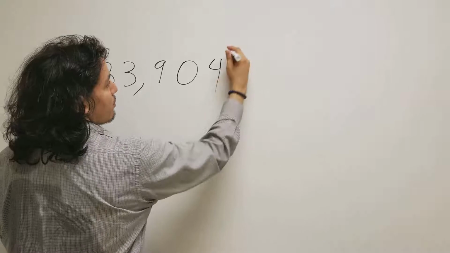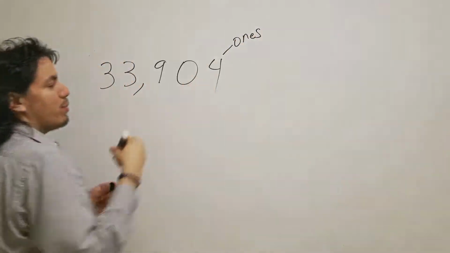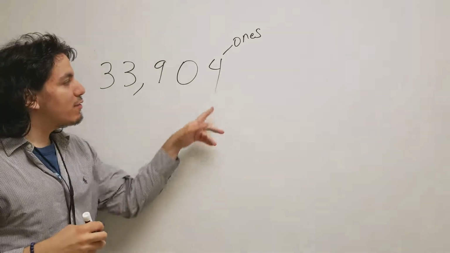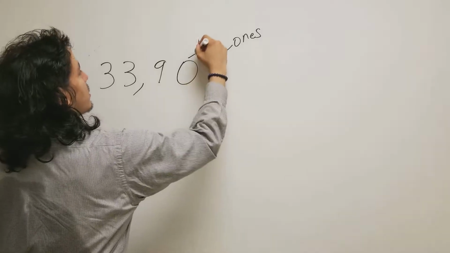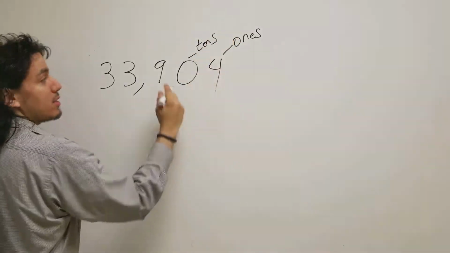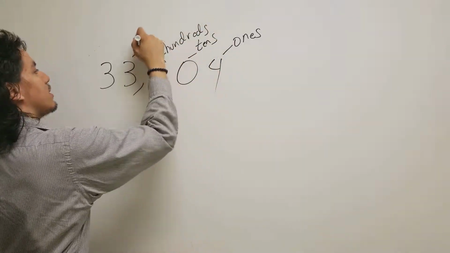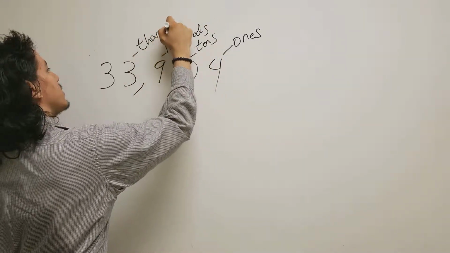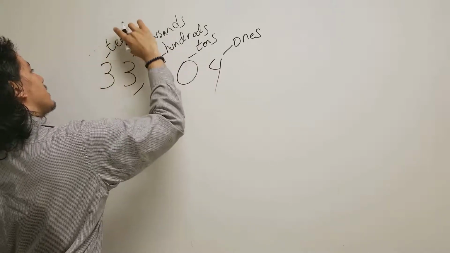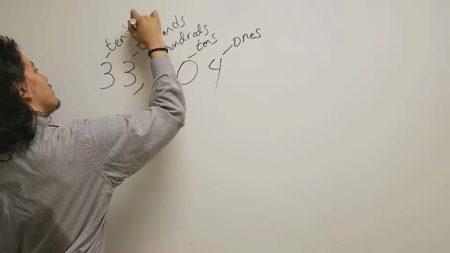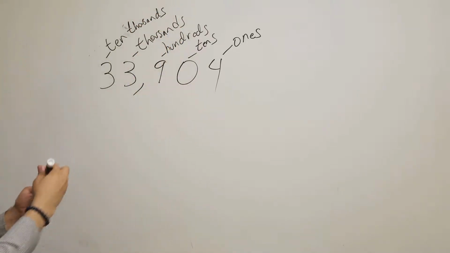So for the first number, 4, the place value for 4 is ones. Think of it as categories. Here you have ones. The next one is tens, hundreds, thousands, and lastly, well, not lastly, 10,000s. And you go further up the chain.